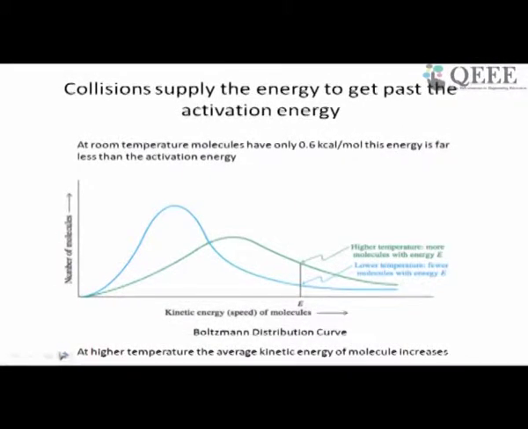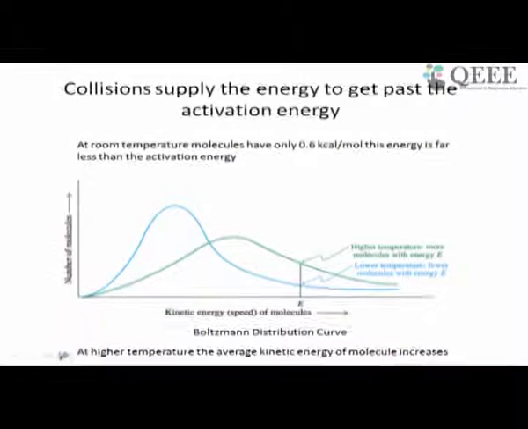Another thing you need to remember is collision, how the molecules get activation energy. In the gaseous phase, as I said, you just give a spark, but in solution phase, if the molecules have to react, they have to collide with each other. These collisions transfer energy from one molecule to the other, so the molecules can reach the activation barrier, and then the reactions can happen.